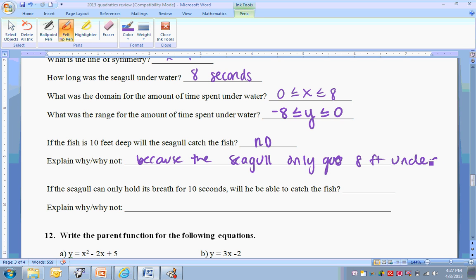Okay, now the next question says, if the seagull can only hold its breath for 10 seconds, will he be able to catch the fish? Well, yes, because he was able to catch the fish in our graph in 8. He didn't take longer than 8 seconds to catch the fish, so 10 seconds would allow him plenty of time.